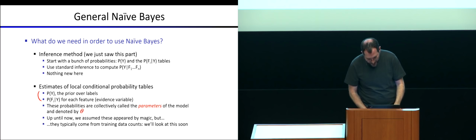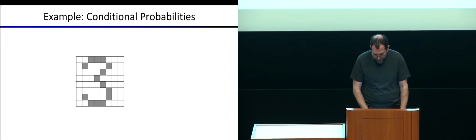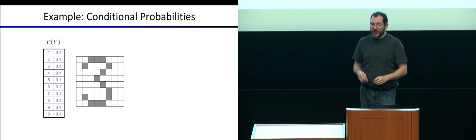All right, let's see some examples of what these conditional probabilities in a naive Bayes model would look like. So here's an image. Maybe this is the number 3. The first thing we need in order to apply naive Bayes to this is a prior probability over the class. And so in this particular vector, in these parameters, each class 1 to 0 is equally likely.